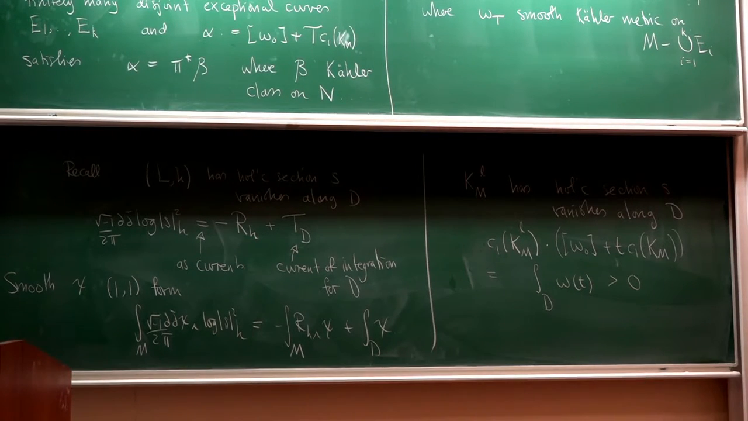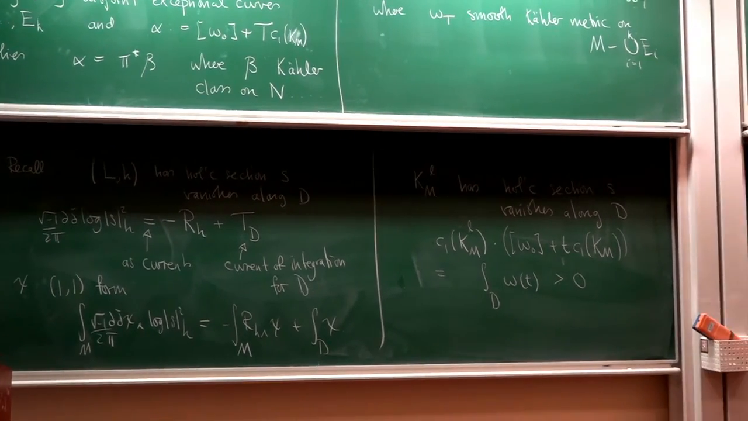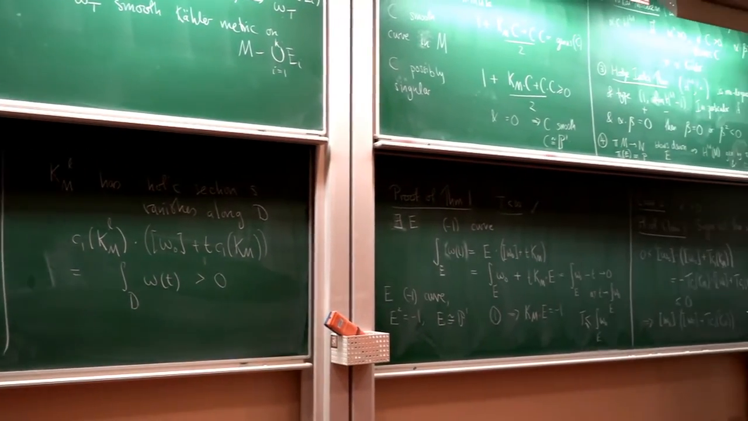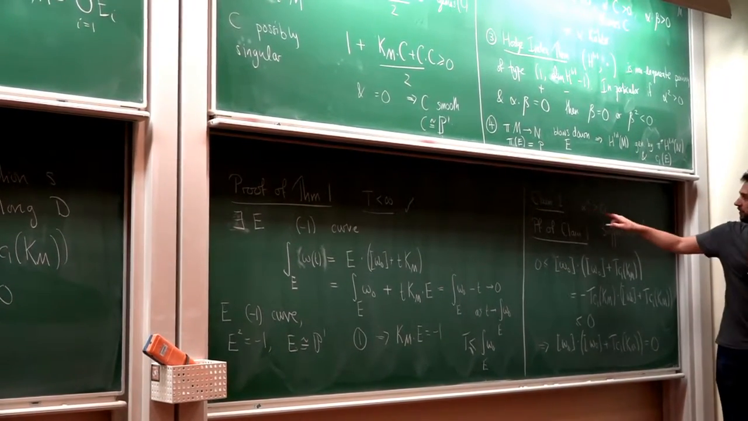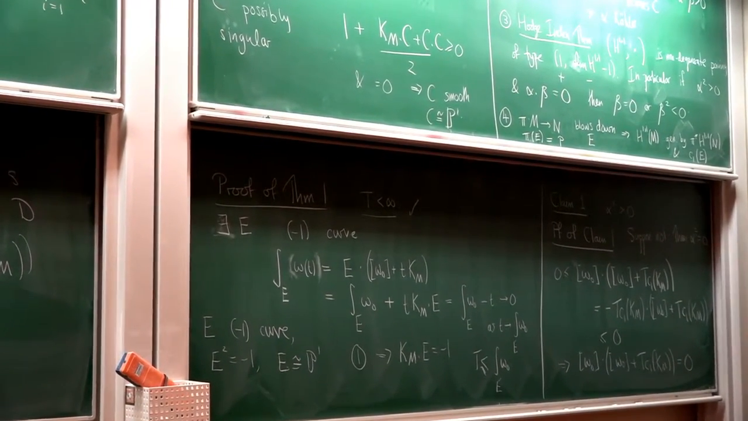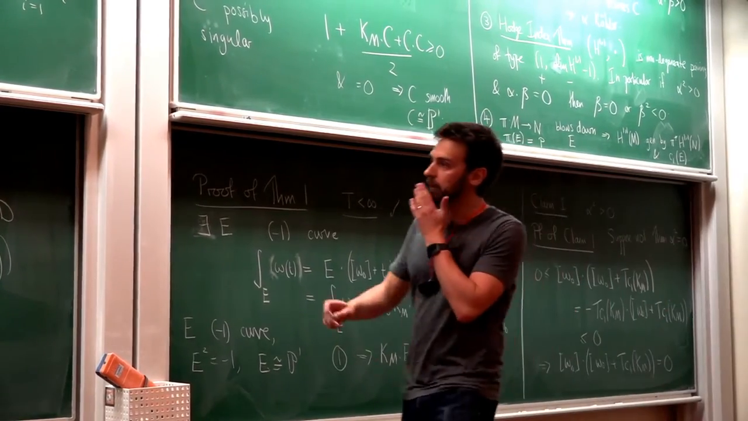But that implies that this thing, of course, is zero. So it implies that omega naught dot with omega naught plus t of c1 of K_M is zero. Okay, so we're almost done. So I've shown this, which is not what I wanted. I want to show alpha squared is positive. I want to get a contradiction. Why is that a contradiction?